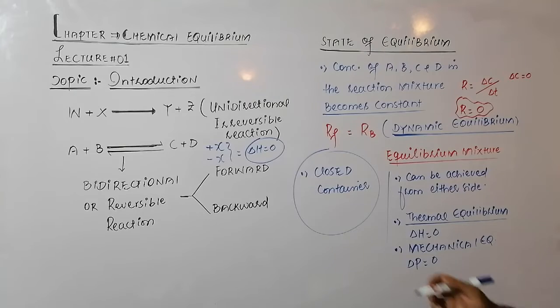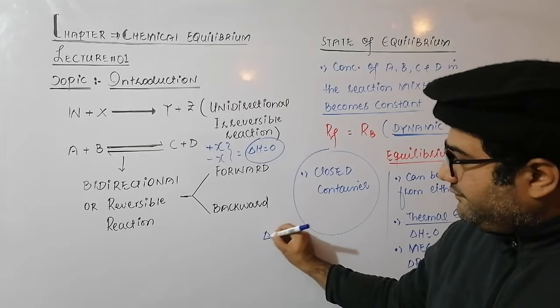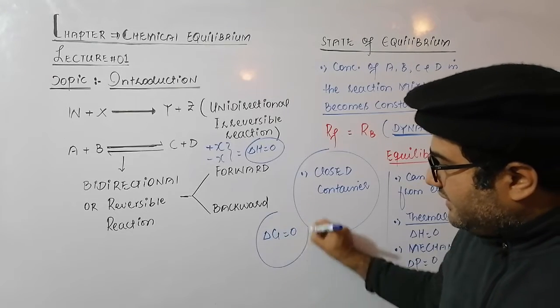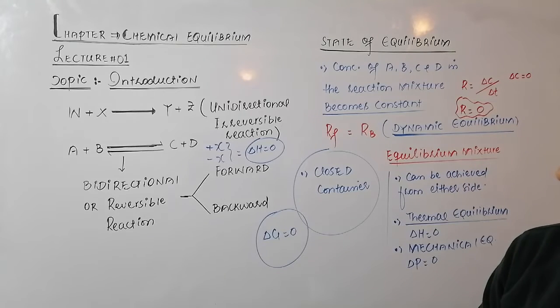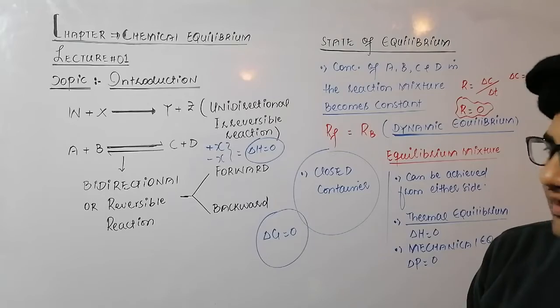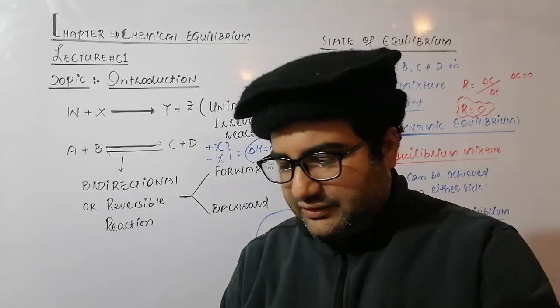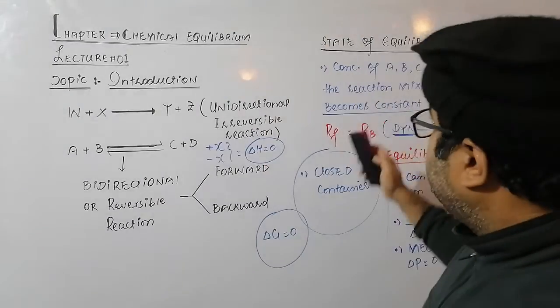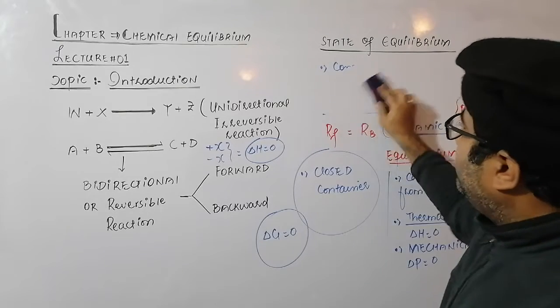Similarly, the change in free energy, delta G, is also equal to 0 at the state of dynamic equilibrium. Now, what is the next characteristic of the state of equilibrium?